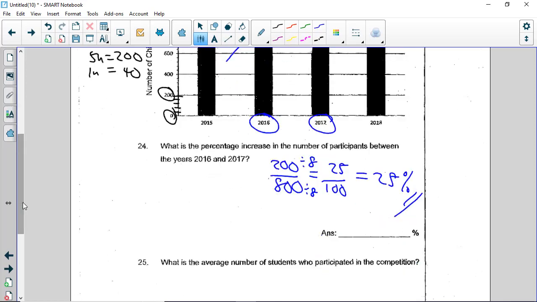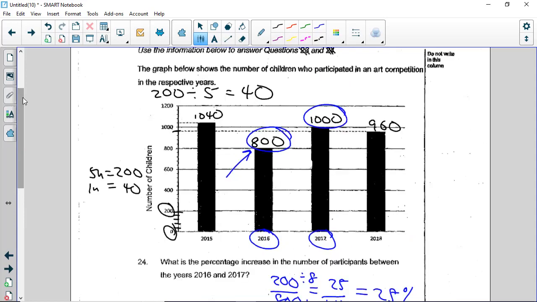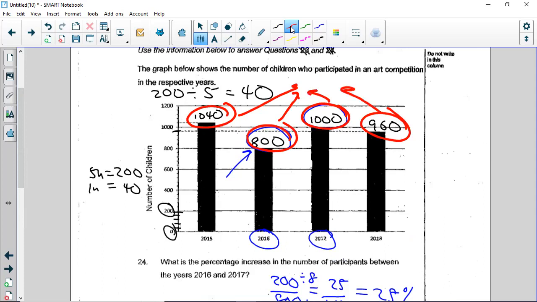And what is the average number of students who participated? Now, to find the average, you will have to find the total students first. So you will need to do what? You will need to add all these numbers together. Okay, get the total first. So when you add all these numbers together, what do you get? So you have 1040 plus 800 plus 1000 plus 960. You will get 3800, which is the total.